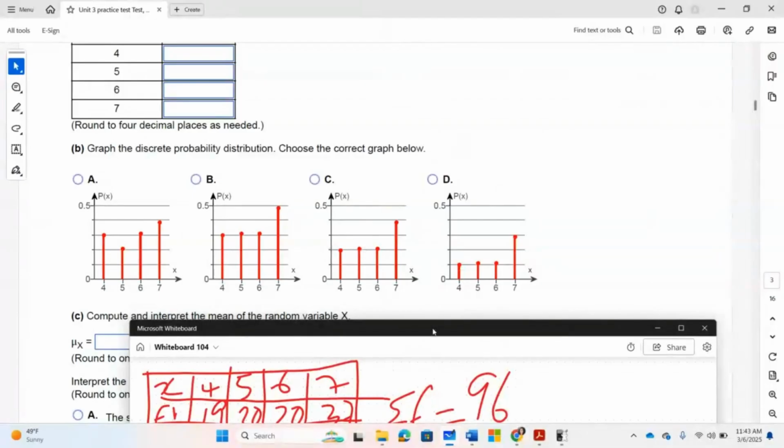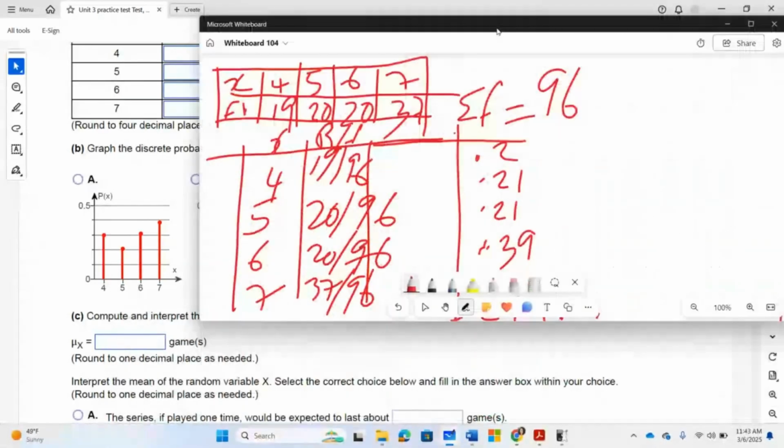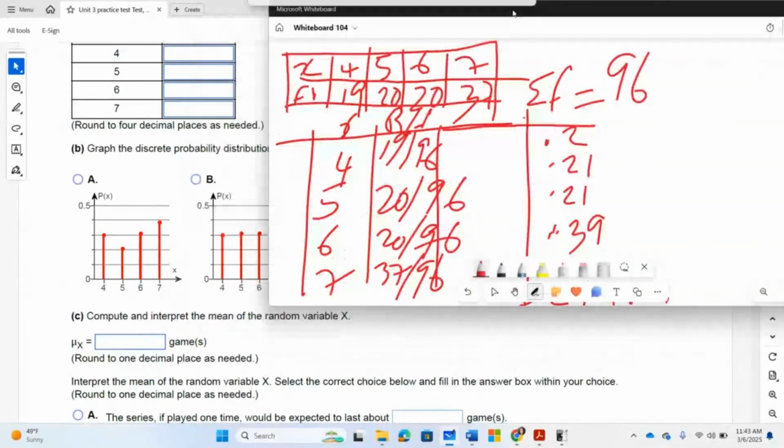What I'm trying to stress is that these are bars. They are not histograms. Why? Because it's a discrete probability distribution, so you cannot draw a histogram. You have to draw a bar graph. All right, so we are told to answer question C.